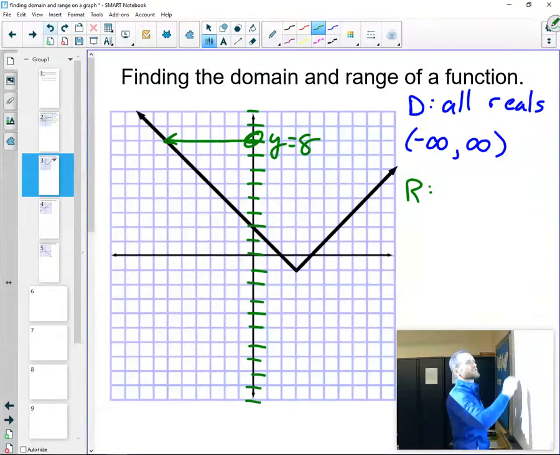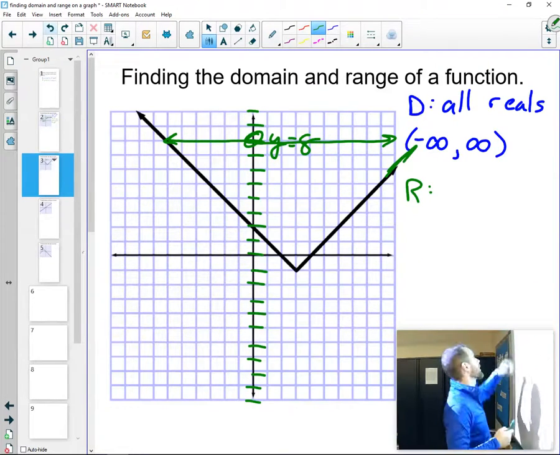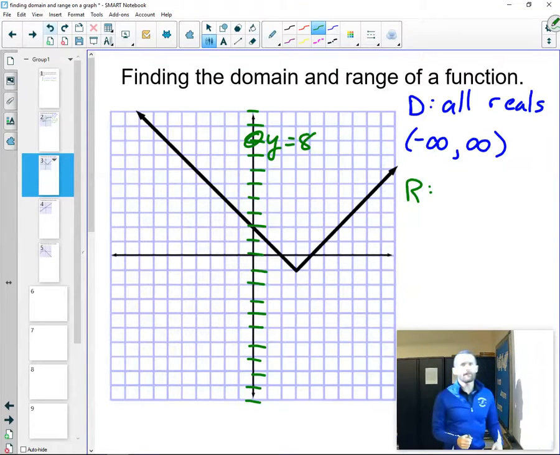Because if we go to the left, we hit it. Anything to the right, we know we're eventually going to hit it because that line is going to keep on going. So y equals 8 is a part of the range. Let's rewrite that.